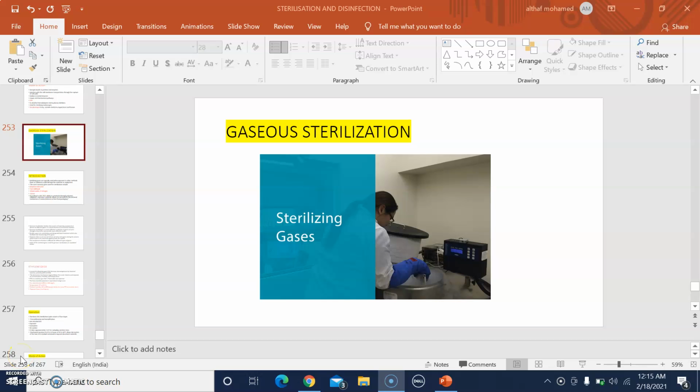Good morning all. Today we are going to discuss the last portion of sterilization, that is gaseous sterilization. The topics in today's discussion include gaseous sterilization, the different methods coming under gaseous sterilization, then plasma sterilization, and finally the physiochemical method of sterilization.